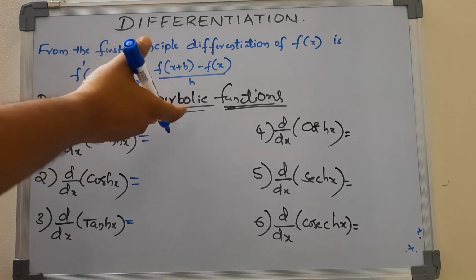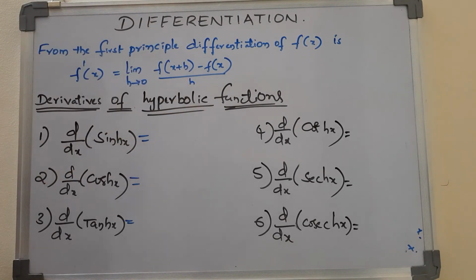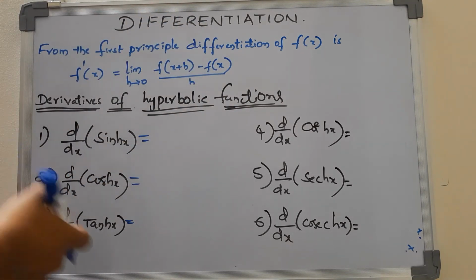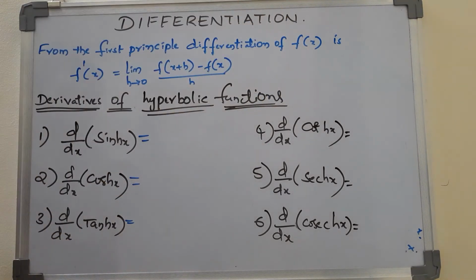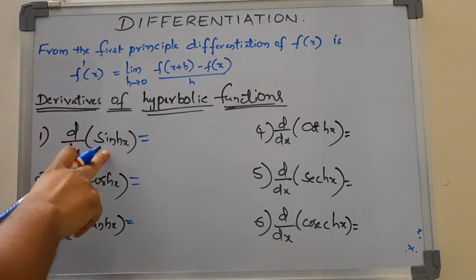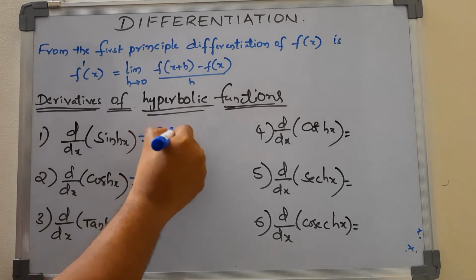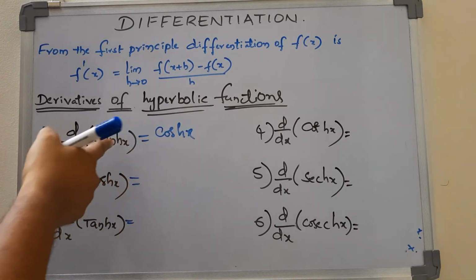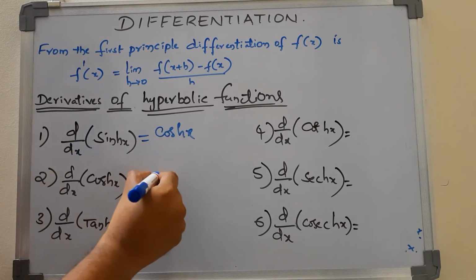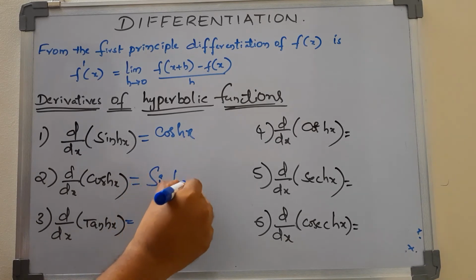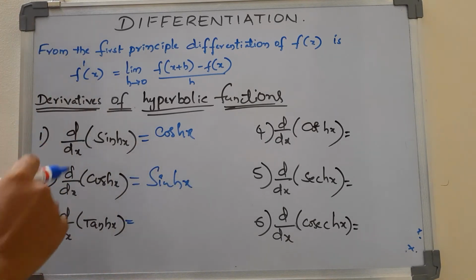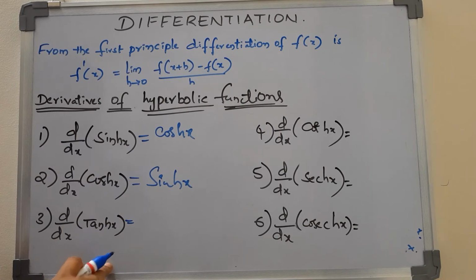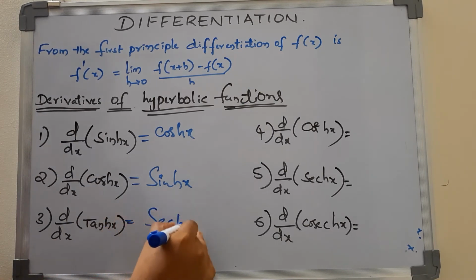Here you can see the hyperbolic functions. There are 6 hyperbolic functions: sin hx, cos hx, tan hx, and similarly their inverse functions, right? The derivative of sin hx can be written as cos hx, and similarly the derivative of cos hx can be written as sin hx. There is no change in the sign. Okay. Next, tan hx derivative can be written as secant h square x.